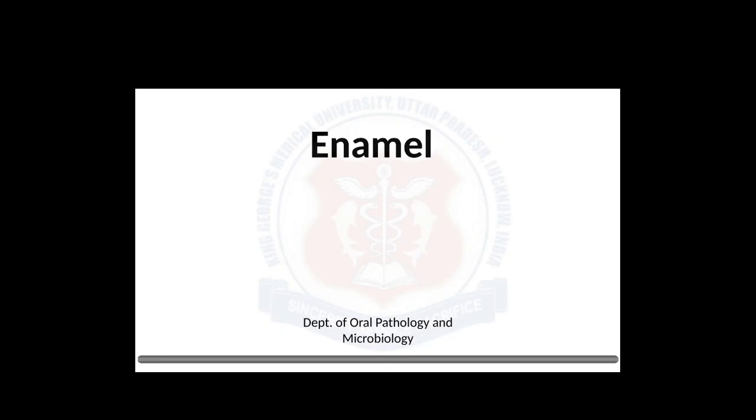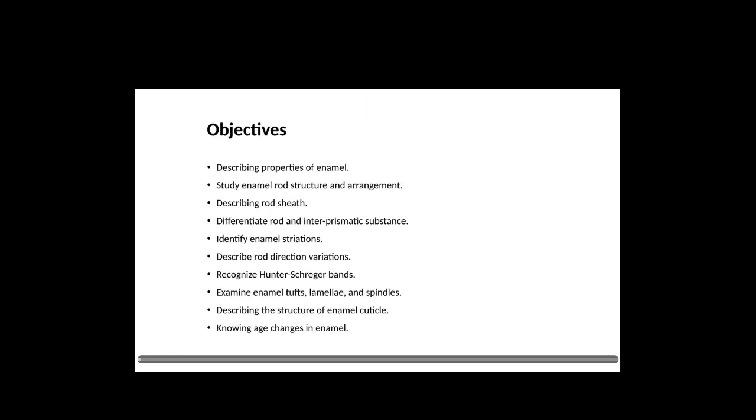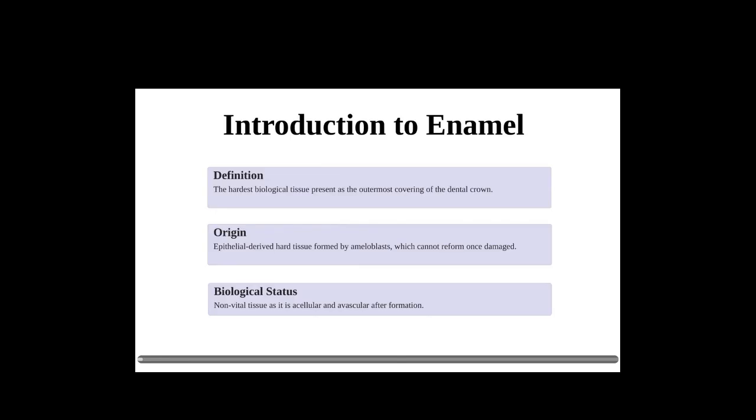In this lecture, we will study about enamel, its properties and structure. The objectives include understanding the properties and structure of enamel. Enamel, the hardest biological tissue, forms the outermost layer of the dental crown. Originating from epithelial cells, it is created by ameloblasts and cannot regenerate once damaged. As a non-vital tissue, enamel is acellular and avascular post-formation, making its preservation crucial for dental health.